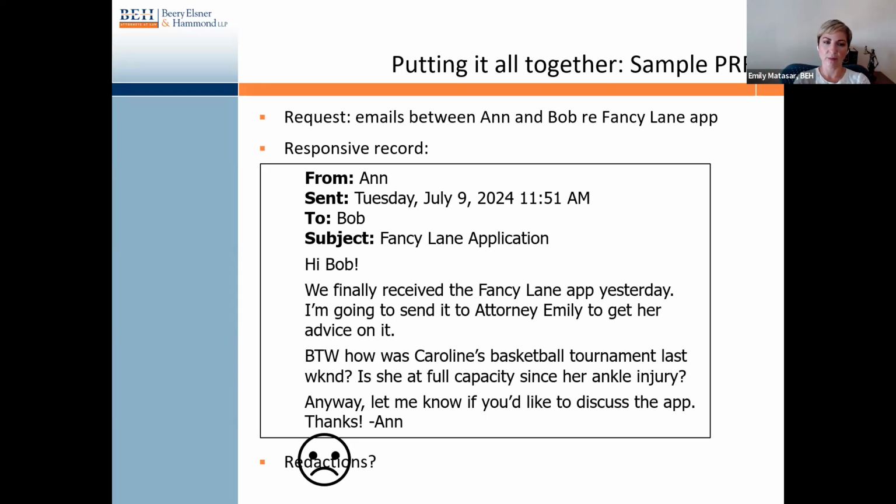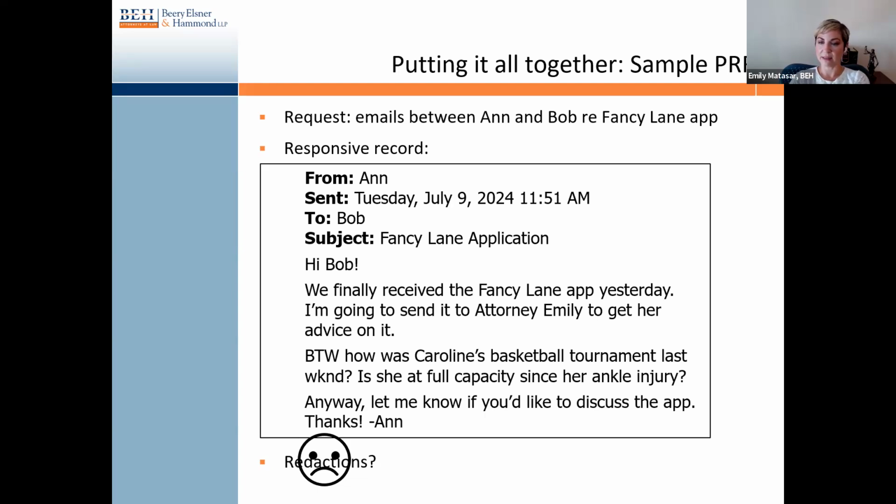So then moving back to here and what exemptions apply. This middle paragraph about Caroline's basketball tournament is A, personal, right? Doesn't relate to the conduct of the public's business. And B, it's not responsive. They want Fancy Lane app stuff, and it's not that. Well, taking those in order, it's unlikely that the personal information here rises to the level needed to redact for unreasonable invasion of privacy. That might feel weird and sound wrong to you, but it's just not likely that that would qualify. So that's going out.